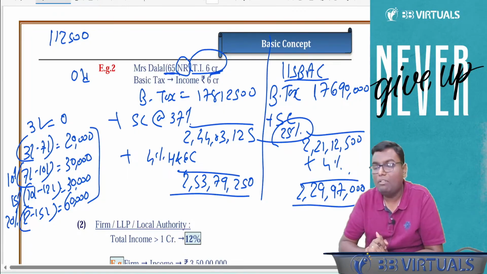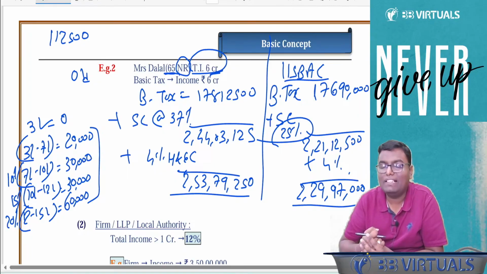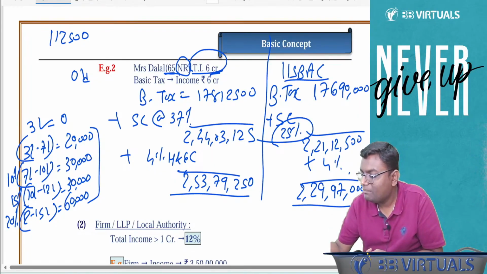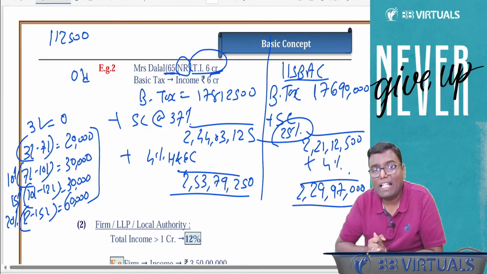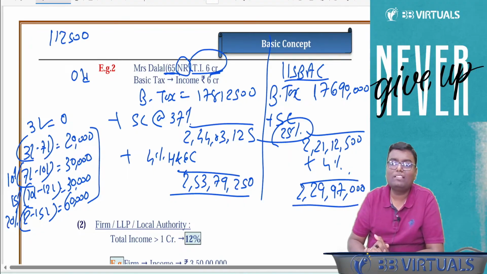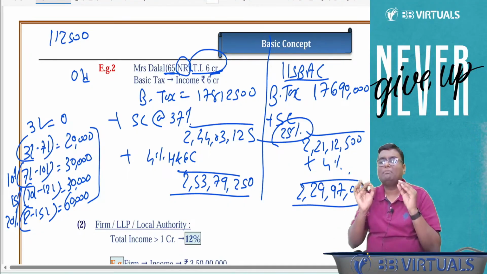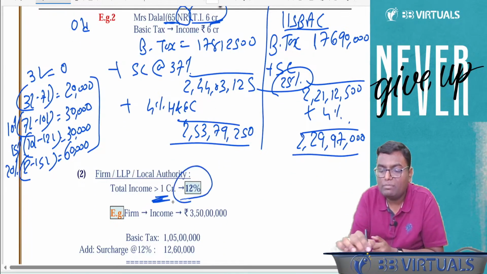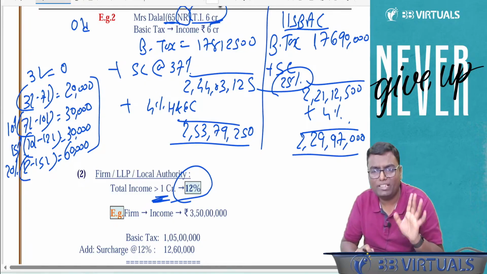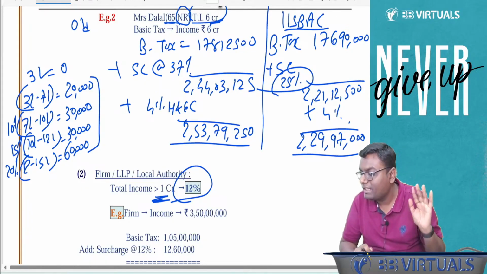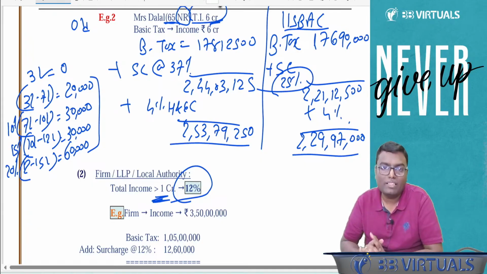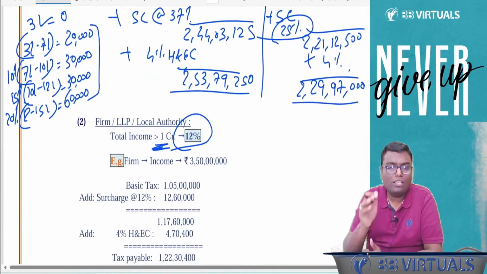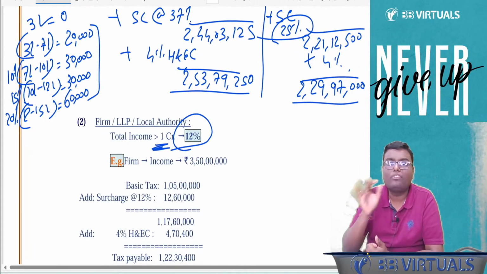Now, what if I'm a firm, LLP, or local authority? Tell me, what is my basic tax? Can I say the basic tax is a flat 30%? In surcharge also, they have a very simple life. If their total income is more than 1 crore, the rate of surcharge will be 12%. Only one rate. If total income is more than 1 crore, the rate of surcharge will be 12%.